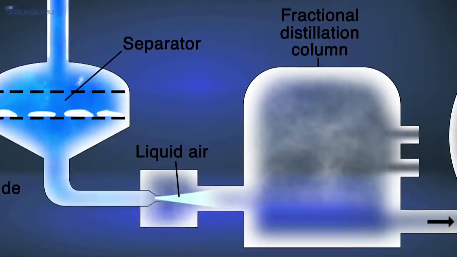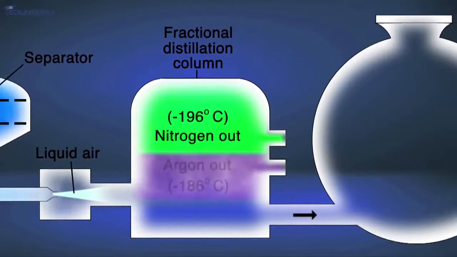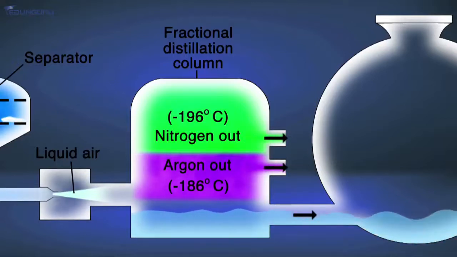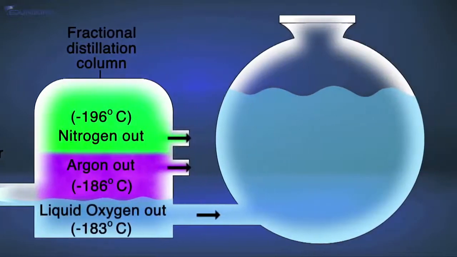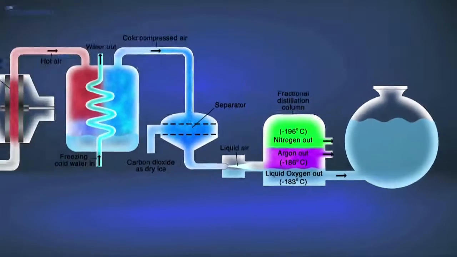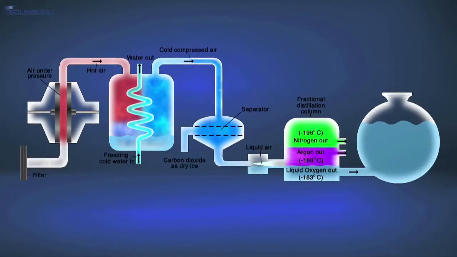The liquid air is then subjected to fractional distillation. Here the liquid air is allowed to pass through the fractional distillation column where it slowly gets warmed up and the gases get separated according to their boiling points. The gas having the least boiling point will get distilled over first. So nitrogen, which has the least boiling point of minus 196 degrees Celsius, will distill over first, followed by argon, which has a boiling point of minus 186 degrees Celsius, and oxygen, which has the highest boiling point of minus 183 degrees Celsius, will get distilled over in the end.